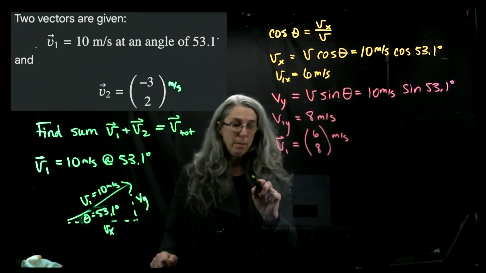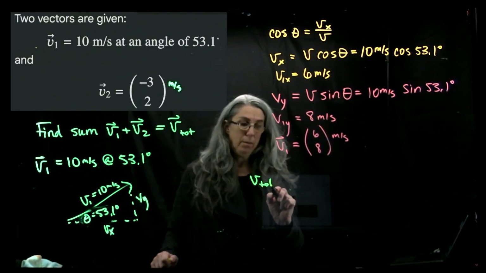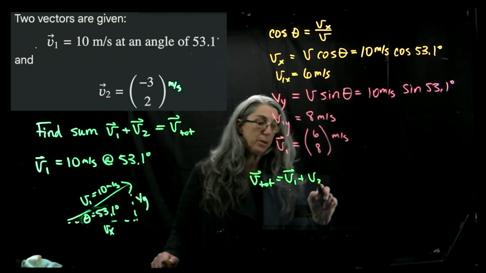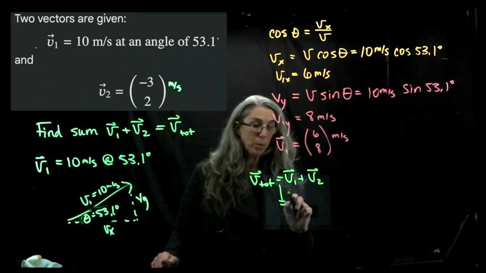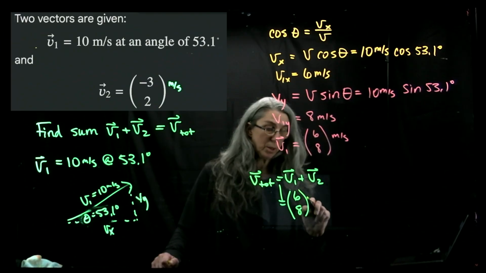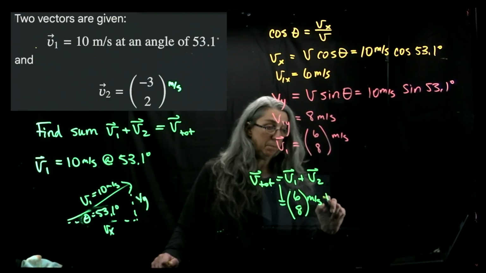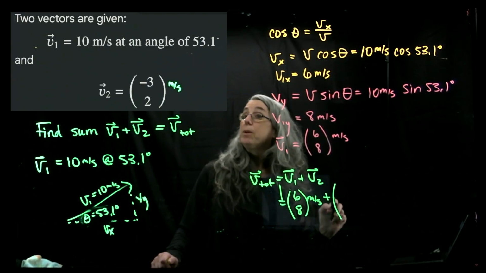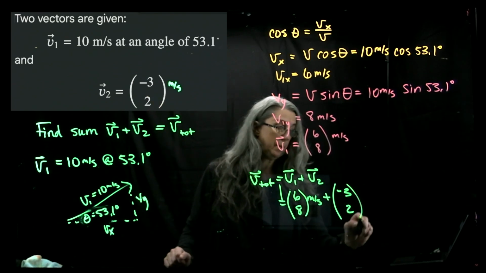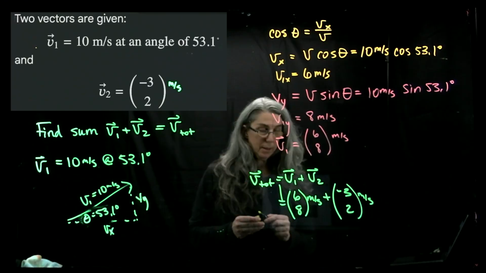We say that the sum V total is V1 vector plus V2 vector. And we can just replace each of those with our column vectors. This is the one we just worked out. And the V2 was given already in components. That was the -3 and the 2 meters per second.